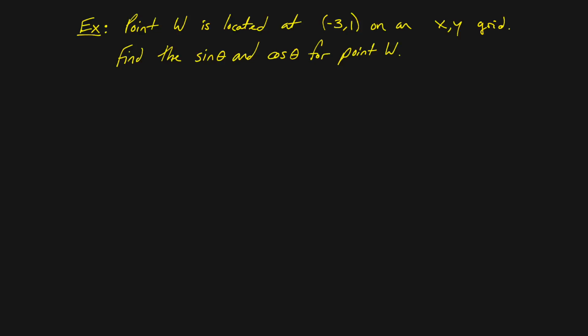So let's get started. I like to start off by drawing this out and saying that negative 3, 1 is going to be located somewhere over here. That is my terminal ray, and I have some angle theta here. And notice which quadrant I'm in. I'm in quadrant 2 with negative 3, 1. That's important. We'll come back to that.